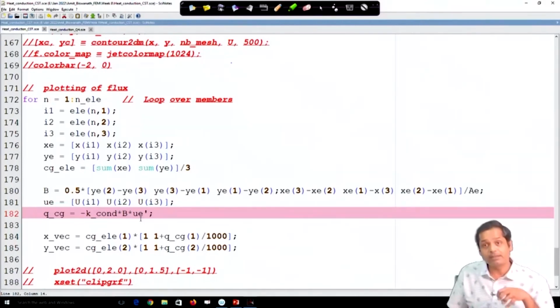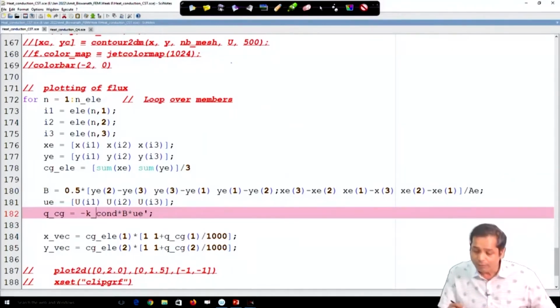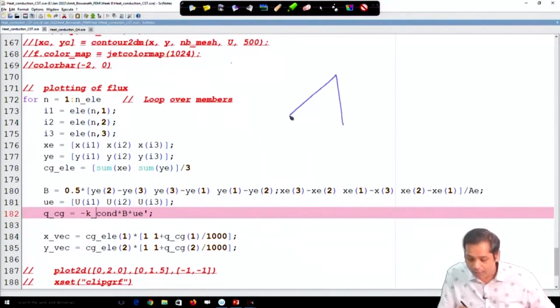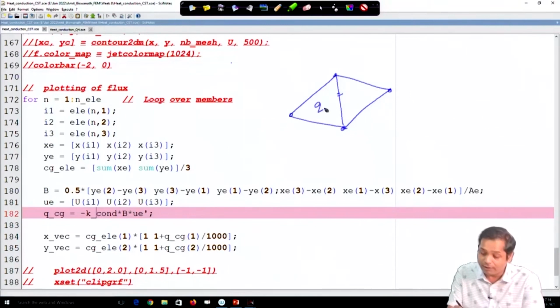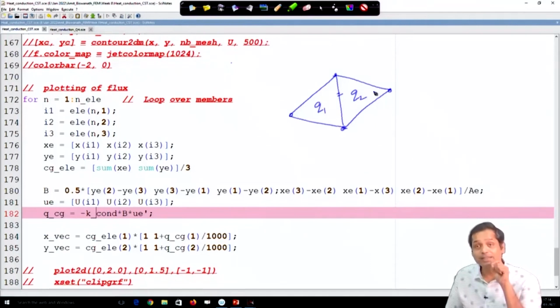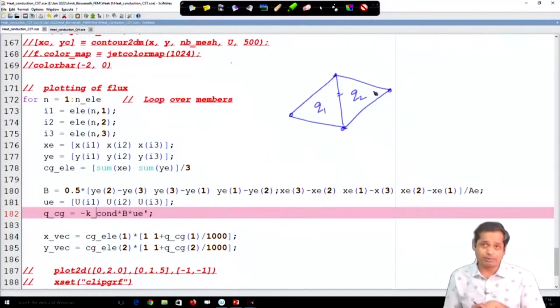So if you compute the flux term, you have two elements. For instance, if you have one element here and one element here, this is the common boundary. On one element you may have flux term Q1, and on the other element you may have flux term Q2. But these Q1 and Q2 may not be the same, because that condition we have not imposed while forming our approximation.